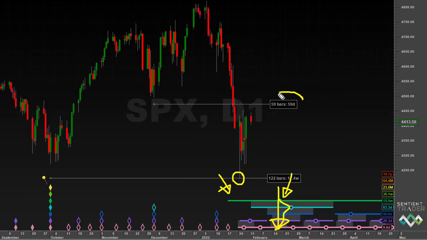And if you look at these bar counts, of course, we have 59 days there. So we're looking at another 9 days to achieve the average wavelength of an 80-day cycle. And here we have 122 days, and the average length of a 20-week cycle is 136 days. So we're looking at another 14 days there. So our expectation is that the trough still lies ahead of us.